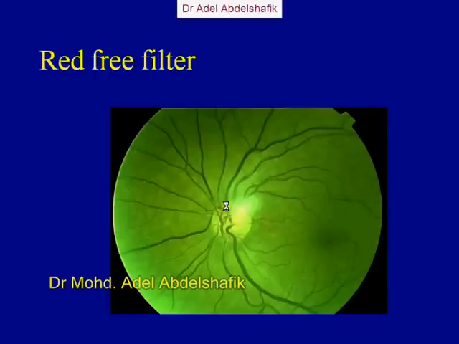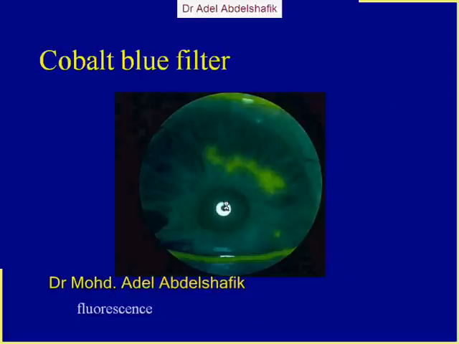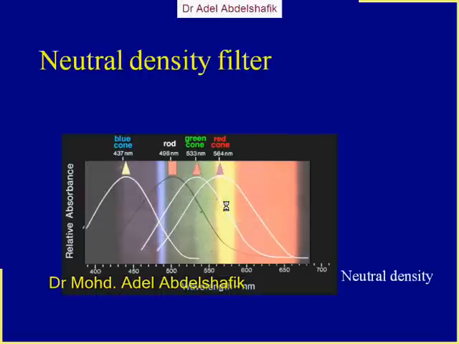So red free to examine superficial structures like nerve fiber layer, cobalt blue for fluorescence, and the neutral density will affect everything.